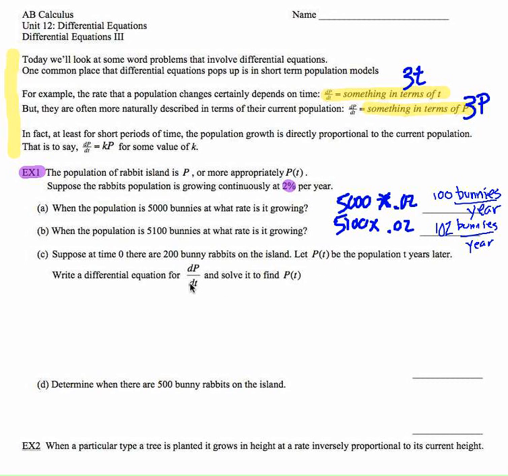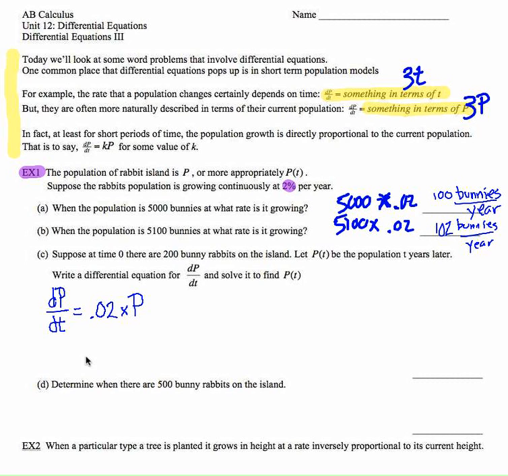So we start by writing the differential equation. Right? What's the change in the bunny population given a change in the time? And we know that the change in the bunny population is directly proportional to p. So the differential looks like this.